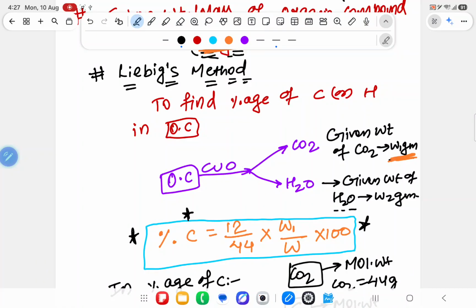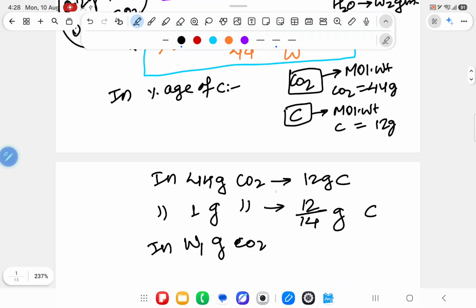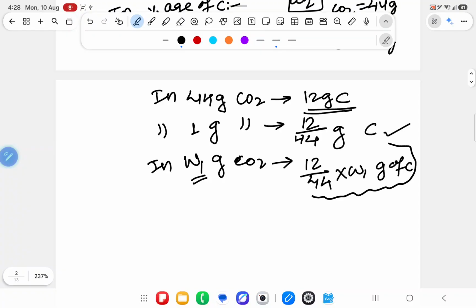Suppose they ask you that we have 0.2 gram of organic compound in which 0.21 gram or 0.1 gram of carbon dioxide is there. So now find the percentage of carbon. What will you do? First you will say that in 44 gram CO2, 12 gram carbon is there. So in 1 gram, 12 by 44. So in W1 gram, some weight of carbon dioxide given in the question, what will you write? 12 by 44 into W1 gram of carbon. So this is the total weight of carbon coming.